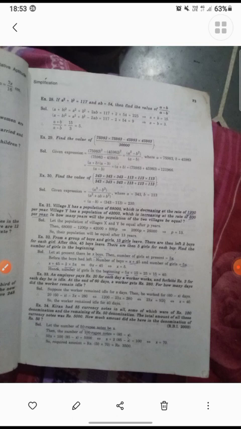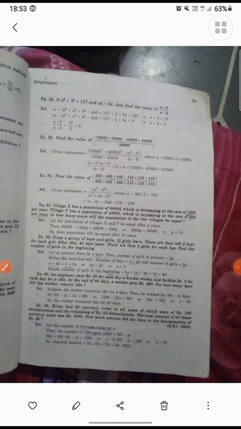An employer pays 20 for each day a worker works, and forfeits 3 for each day he is idle. At the end of 60 days, the worker gets 280. Now how many days did the worker remain idle? Suppose the worker remains idle for x days, then the worker worked for 60 minus x days. So 20 into (60 minus x) minus 3x equals 280.